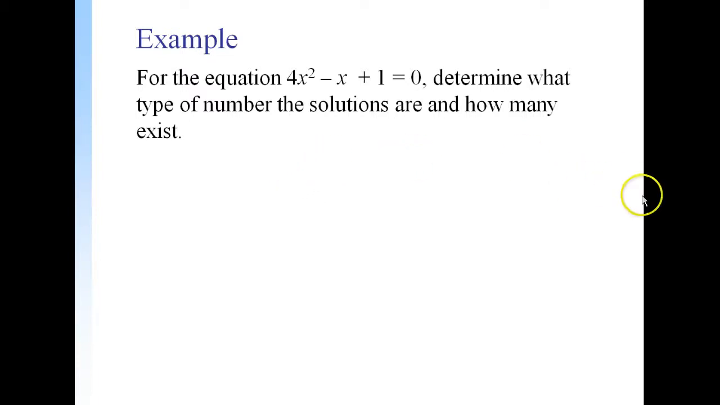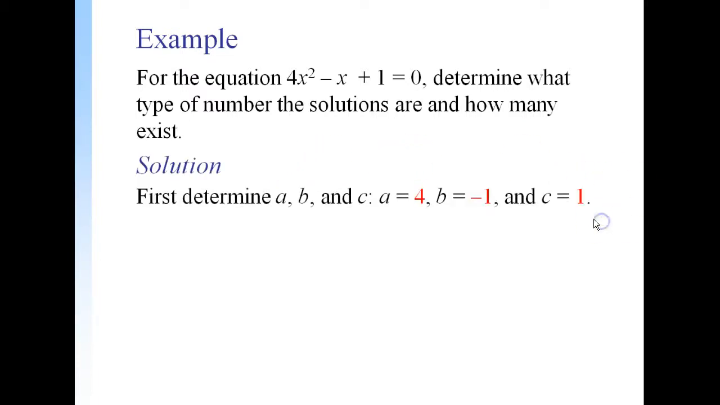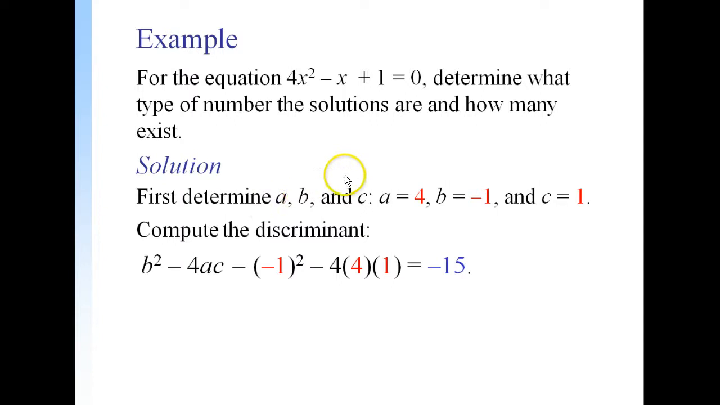So how do we do it? Well, basically, I think I can use what they have here. We're going to need to know a, b, and c. We can pick that right out of the formula, and here they are. And then we just substitute into b squared minus 4ac. So our discriminant, when we work it, comes out to a negative 15.